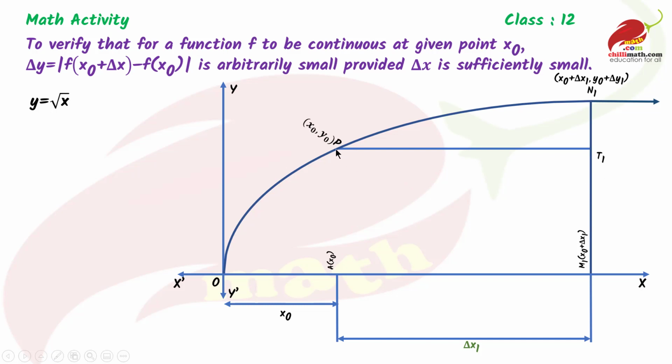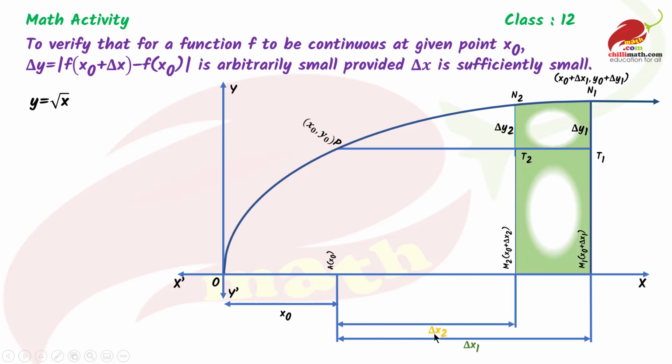Now you can see AP is equal to m1 T1. m1 n1 is y0 plus delta y1 and m1 T1 is y0 because it is equal to AP. AP is y0, so this is also y0 and this total is y0 plus delta y1. So this part is y0 plus delta y1 minus y0, that is delta y1. So this part n1 T1 is delta y1.